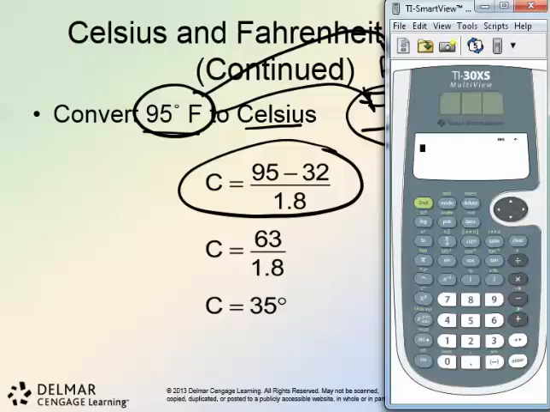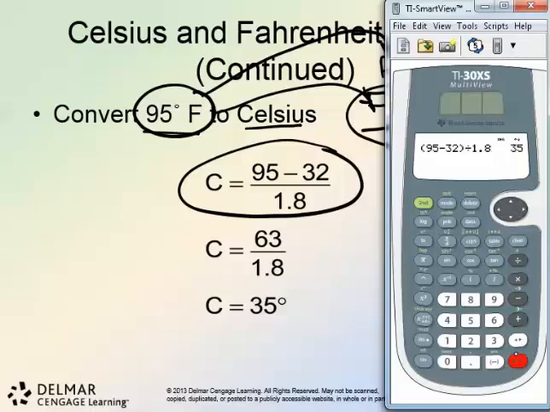One way you can use the TI-30XS to do this is using parentheses wisely. In the numerator, you can open the parenthesis and you go 95 minus 32, close the parenthesis. You want all of that, or the answer to that, divided by 1.8. So that's why we had to put that in parentheses and go divided by 1.8.